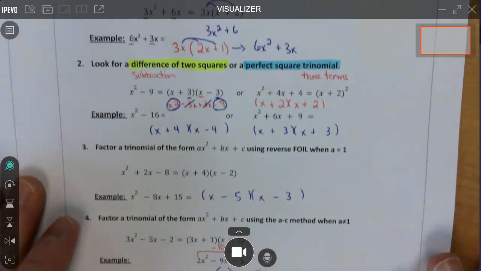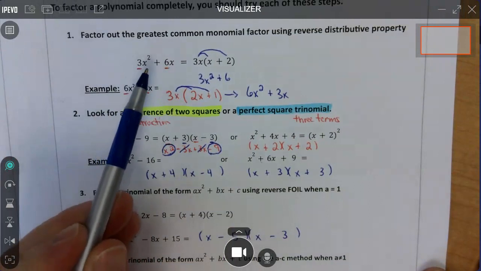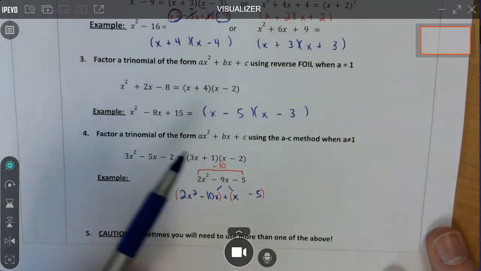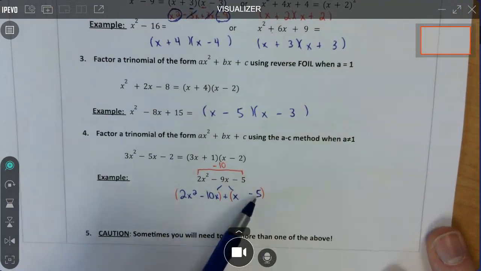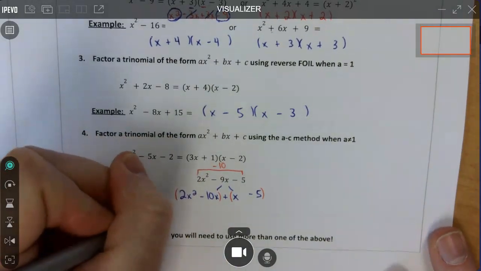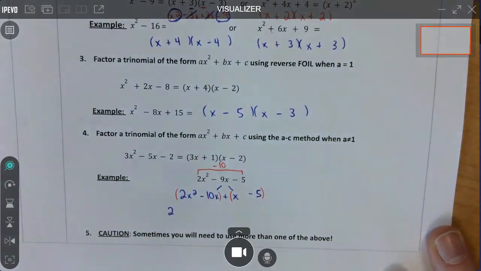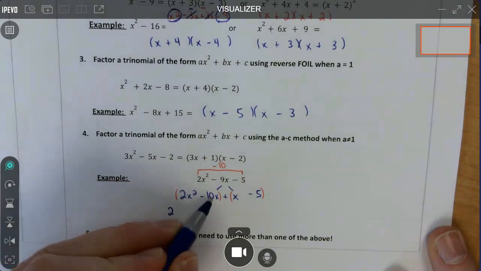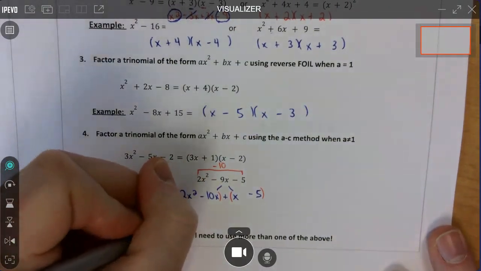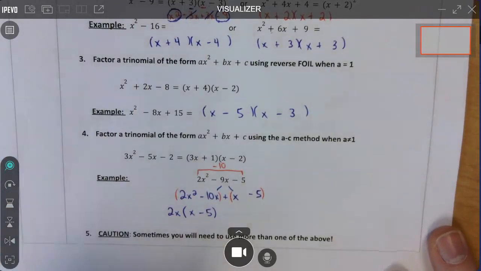And now the same thing that I did all the way at the beginning with these two terms, I'm doing it with this group first, and then I'm doing it with this group. So what's the biggest number that goes into 2 and 10 evenly? That would be 2. Do they share any x's? Yes. X squared and x, so they both have at least an x. Now what's left? I have x minus 5.